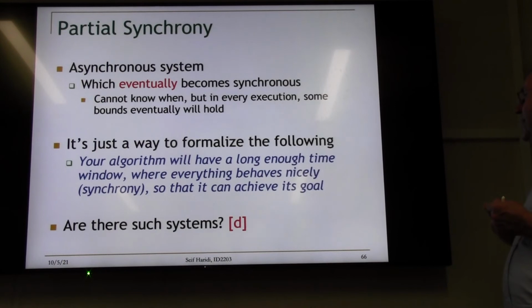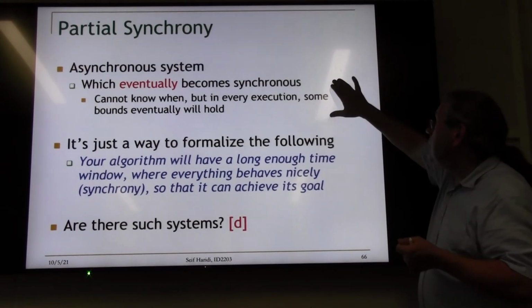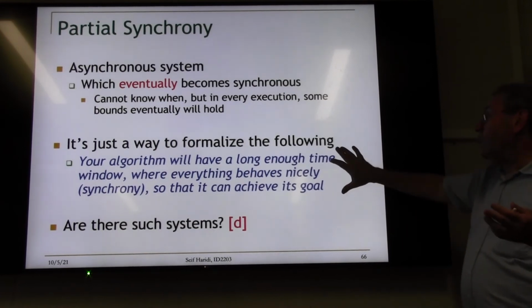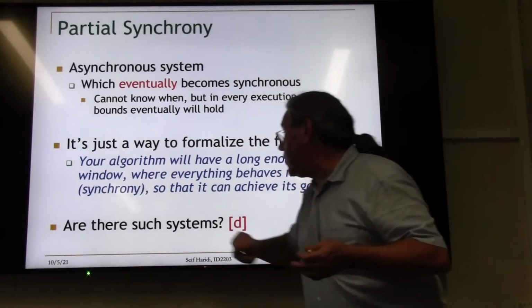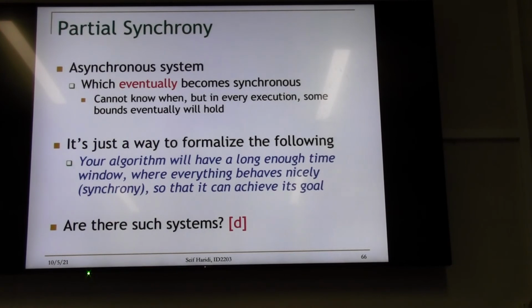So there's still a lot of unknowns. But because of this, we can actually build real systems. Your algorithm will have a long enough time window where everything behaves nicely, by nicely I mean synchronous, so that it can achieve its goal. So a partially synchronous system is a system that starts out being asynchronous, and after some unknown but finite time, it becomes synchronous. So there are bounds, but they're unknown. That seems very vague, with still lots of unknowns. But that's enough for us to build real things. It's interesting, so we see that in this course.